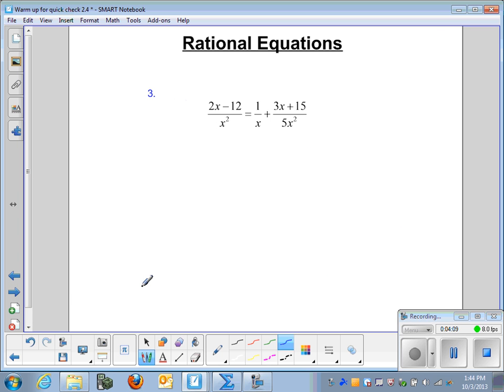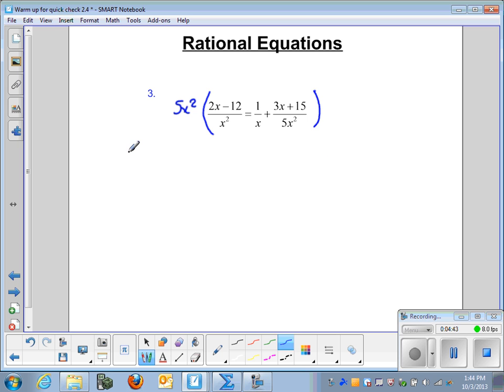Third and final example, 2x minus 12 divided by x squared equals 1 over x plus 3x plus 15 divided by 5x squared. So we need to first find the least common denominator of x squared, x, and 5x squared. And that would be 5x squared. This time I'm going to put it out here and just multiply it this way.